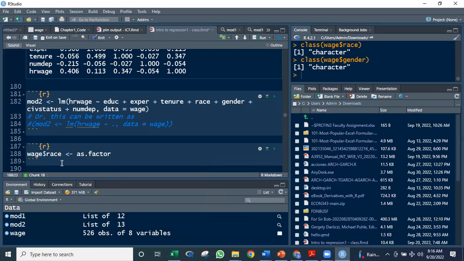A factor variable is different from a character variable. A factor can be used to classify. A factor is a type of character variable that's used for classification. For example, you have year level: frosh, sophomore, junior, senior, etc. Those are character variables, but we can use them for classifying. So some character variables can be used for classifying, and we can convert them into a factor.